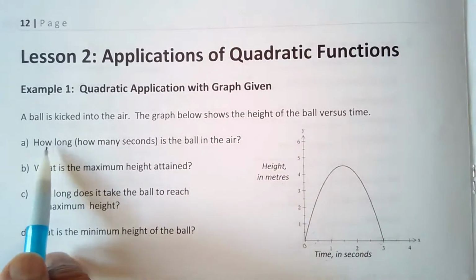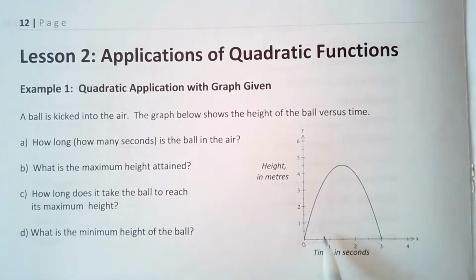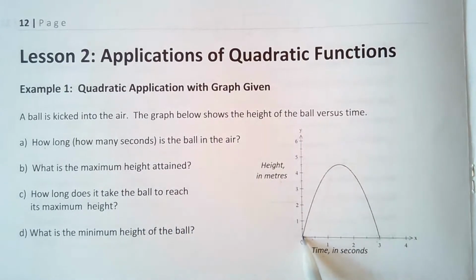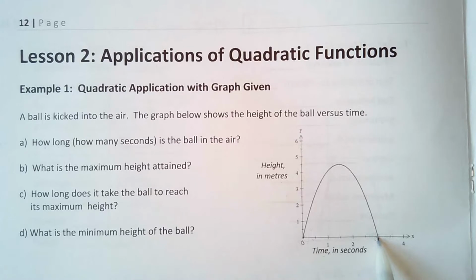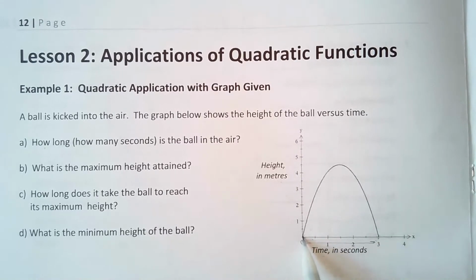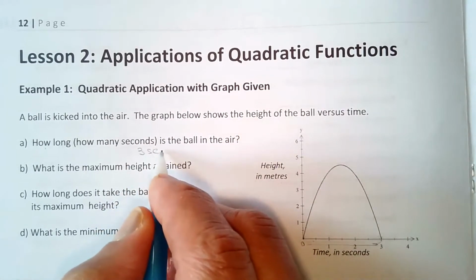So the first question, how long, or how many seconds, is the ball in the air? To find how long the ball is in the air, we look at the time, the beginning of time. The ball is kicked at time 0, goes up, and lands on the ground, or someone catches it, at 3 seconds. So this is the time the ball is in the air, from 0 to 3. So we say the ball is in the air for 3 seconds.